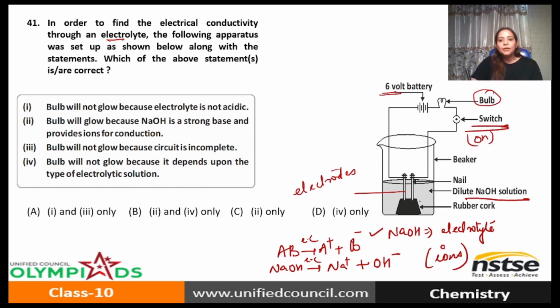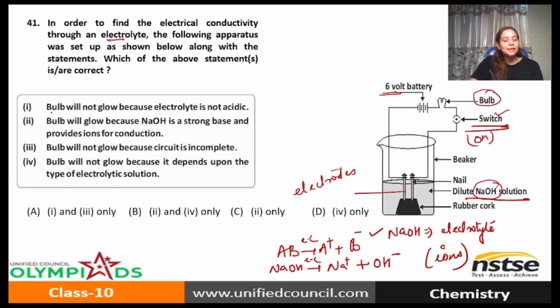Now here, do you think the current will flow? Yes, the current will flow because the connections are proper and the switch is on. This is an electrolyte which can conduct current. Electrodes are properly dipped and in connection with the electrolyte. So everything is proper, which means the bulb will glow, because NaOH is an electrolyte, it will dissociate to form ions, and also all the connections are proper.